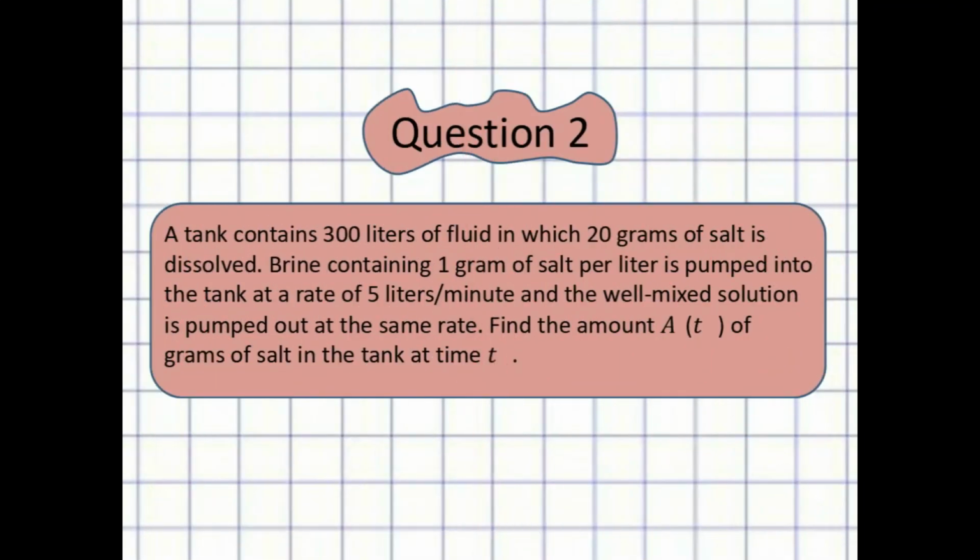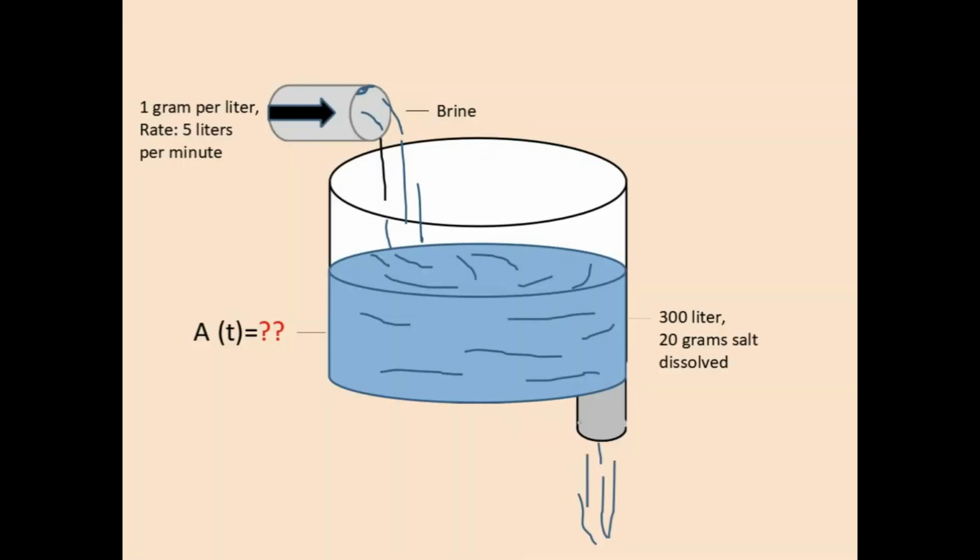Question 2. Given a tank contains 300 liters of fluid in which 20 grams of salt is dissolved. Brine containing 1 gram of salt per liter is pumped into the tank at a rate of 5 liters per minute, and the well-mixed solution is pumped out at the same rate. Find the amount of salt in grams in the tank at time t.